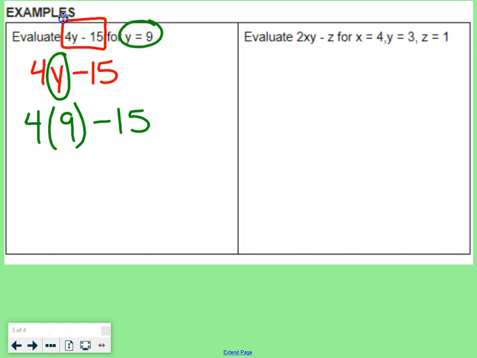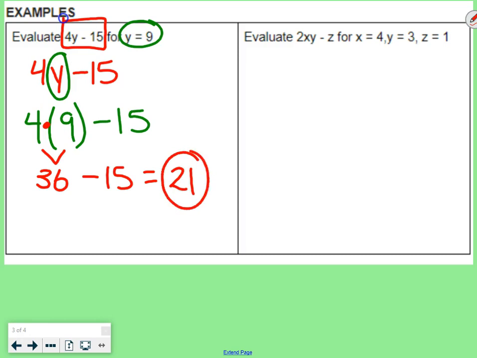Now, when we have a number next to parentheses, that means we're multiplying. So we're going to do 4 times 9, which is 36. 36 minus 15. Do some quick mental math, and we get 21. And circle your final answer.